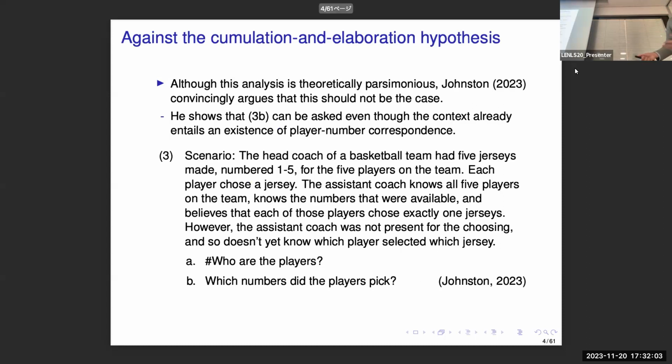But Johnston says this is too simplistic, because he wants this in a context in which the coach already knows who the players are and what the numbers are. He also knows that every player picked one number and every number is picked by one player. So cumulativity is already satisfied. As you know, "who are the players" is not a good question to ask here because you already know it. But you can ask "which numbers did the players pick" to seek all the information of correspondences between them. So cumulativity is too weak, because what you want to know is already entailed in the context.